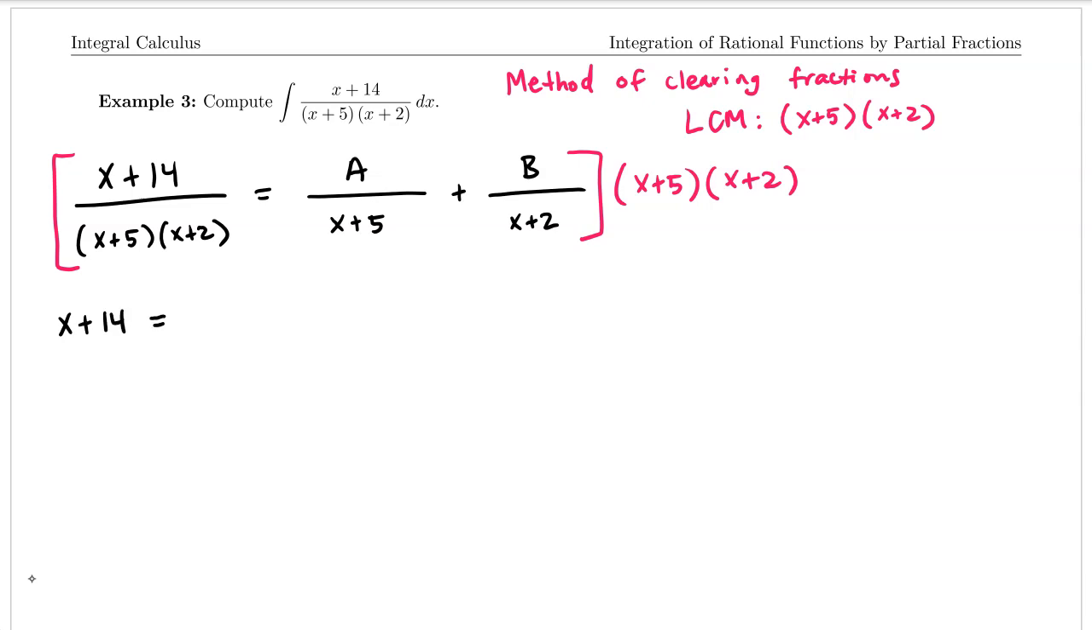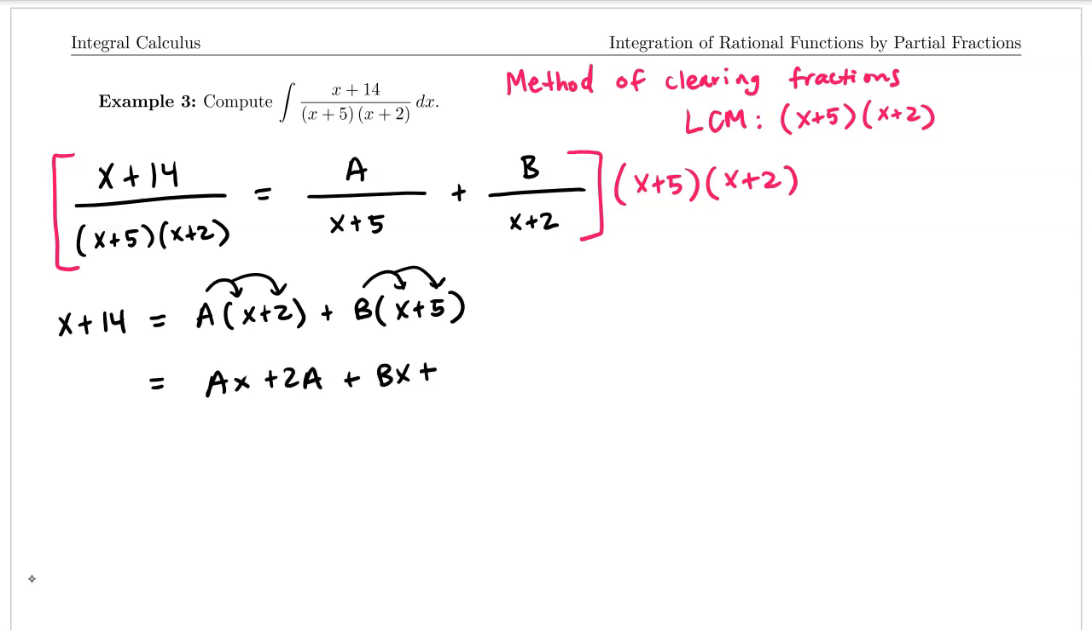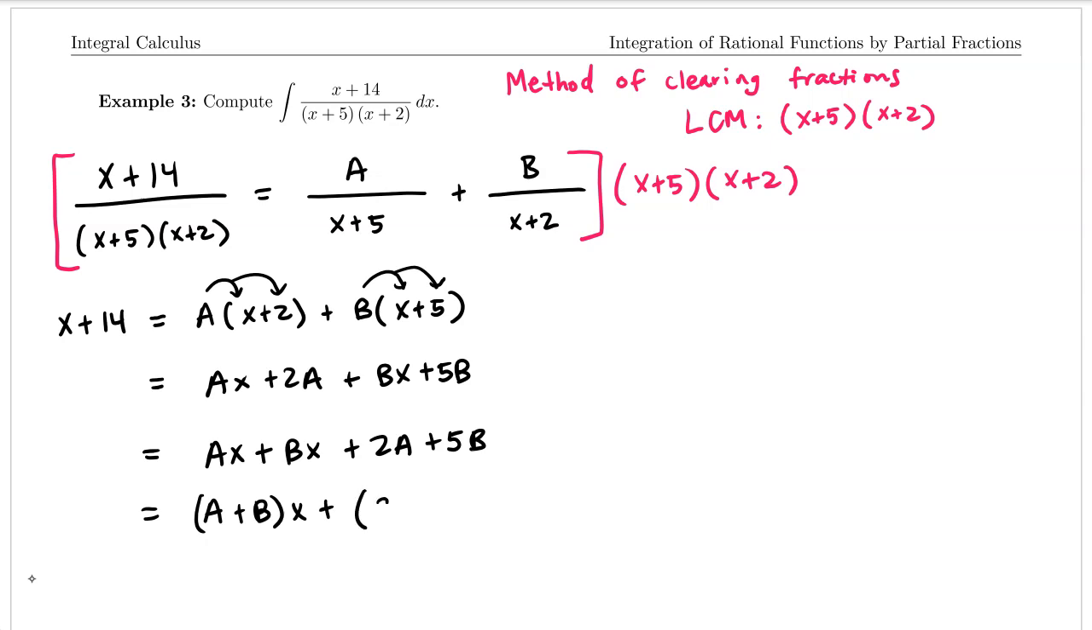If I multiply that through, the resulting equation is x + 14 = A(x + 2) + B(x + 5). Now I'm going to distribute my capital letters into my parentheses, which gives me Ax + 2A + Bx + 5B. From here, I just want to rearrange the like terms: Ax + Bx, and then plus 2A + 5B. The last thing I want to do is factor out x from these two terms, and then group 2A + 5B together. And I'm going to copy these down, so I have x + 14.